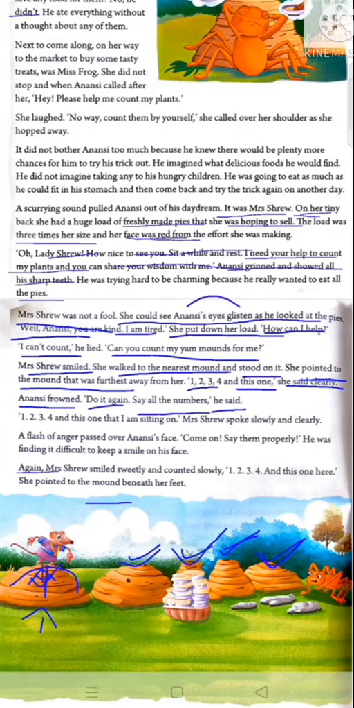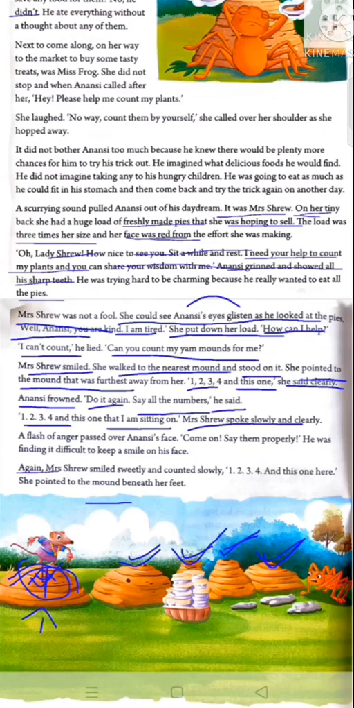Next, 1, 2, 3, 4, and this one that I am sitting on. Mrs. Ryu spoke slowly and clearly. So again Mrs. Ryu is saying 1, 2, 3, 4, and this one on which I am sitting. She spoke very slowly and clearly.